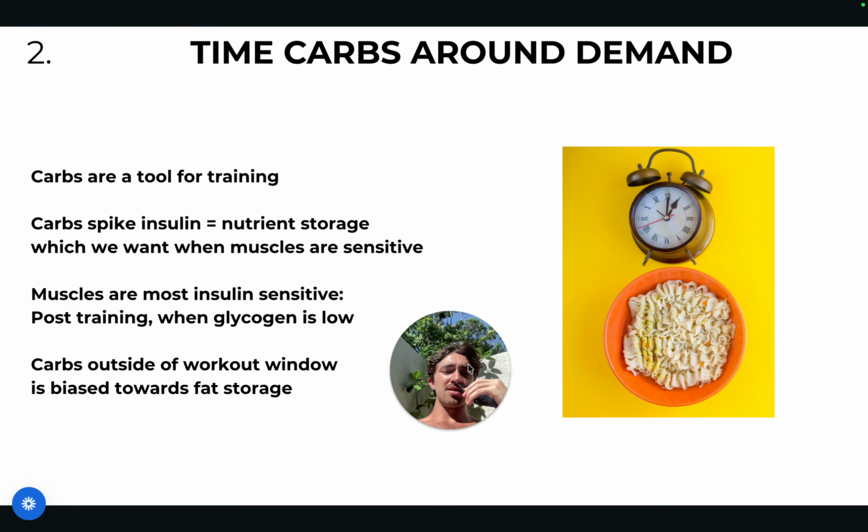But for you and me, we're going to the gym very consistently, so you want to use carbs at the right time. So just pre and post workout, and you will be good.